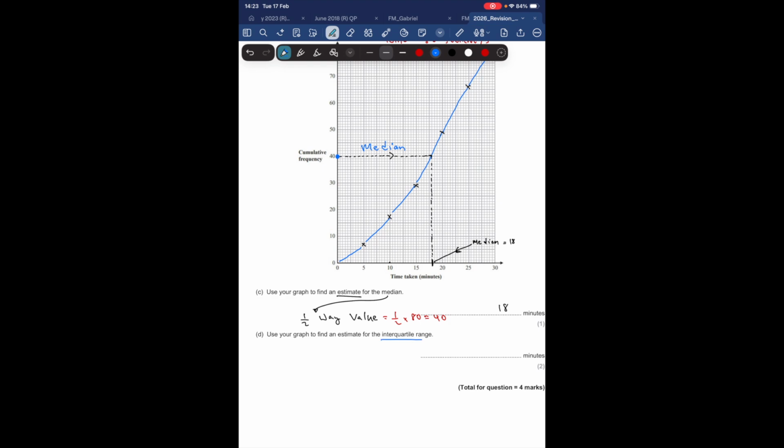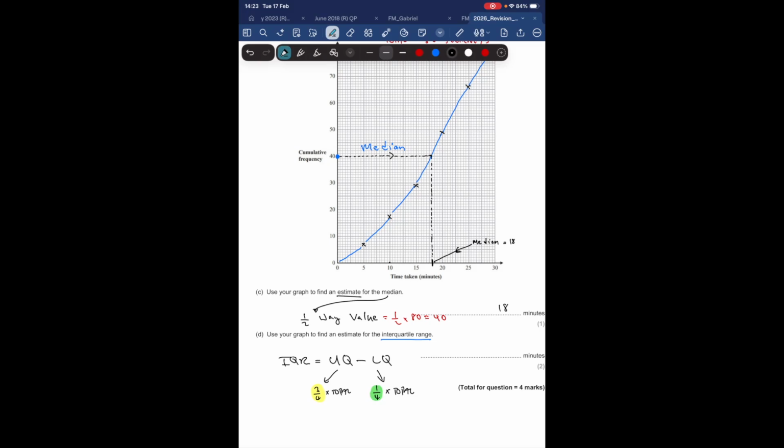The next calculation, the interquartile range, you need to know the definition for this. The interquartile range is the upper quartile, UQ, minus the lower quartile. The upper quartile is always 3/4 of the total. It's a very similar calculation to calculating the median. The lower quartile is always 1/4 of the total. That's the definition for the upper and the lower quartile. Again, the upper quartile is always 3/4 of the total. The lower quartile is always 1/4 of your total.